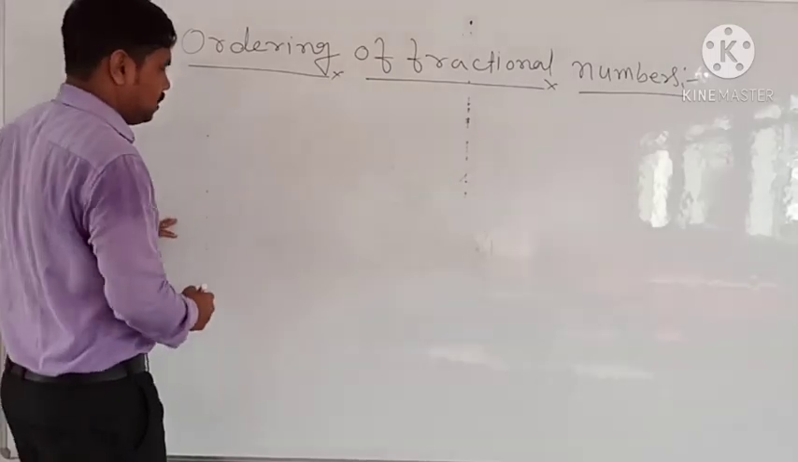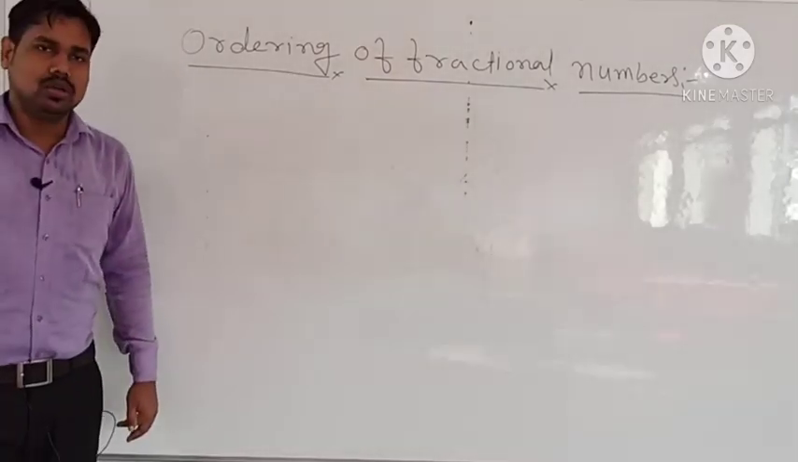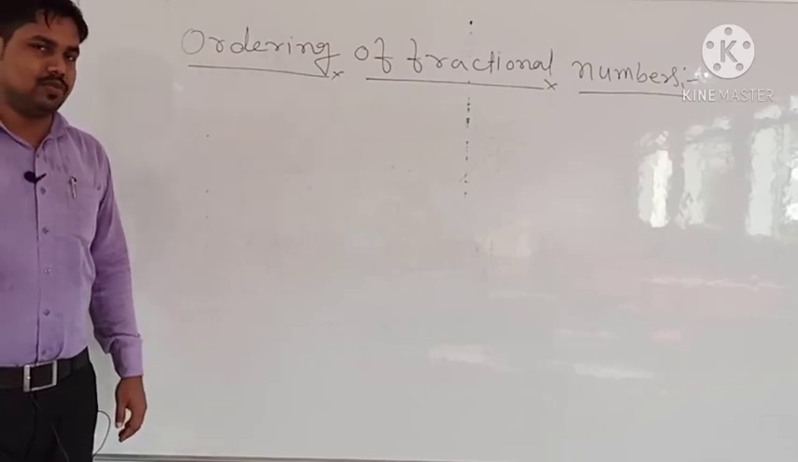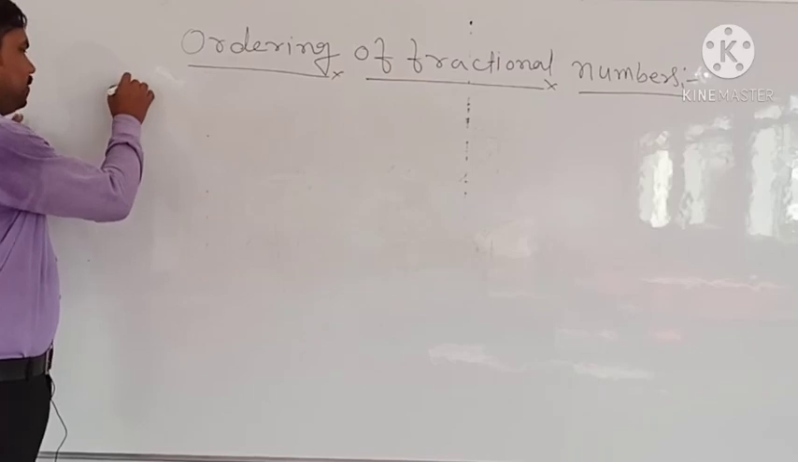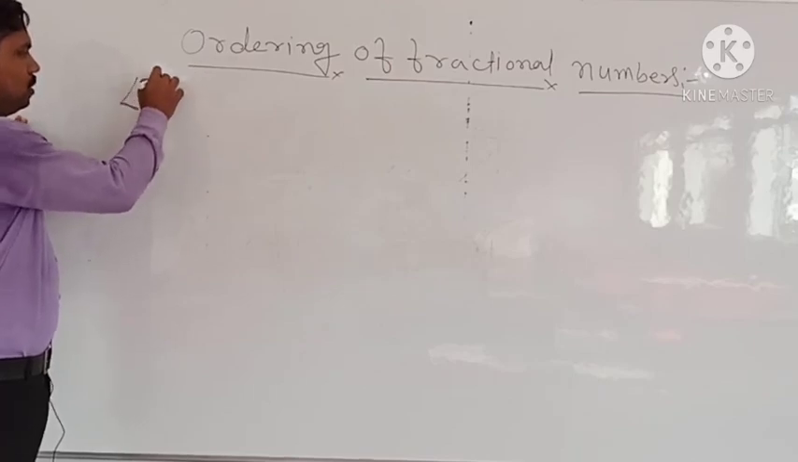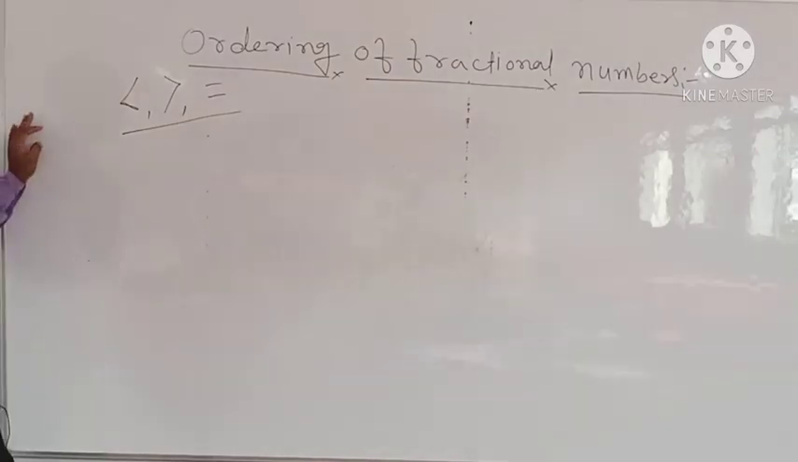So the first question in this exercise is to compare the numbers, which means writing the smaller sign, greater sign or equal sign. These are the three signs given: smaller, greater and equal. So you have to use all these signs to represent whether the given numbers are less than, greater than or equal.